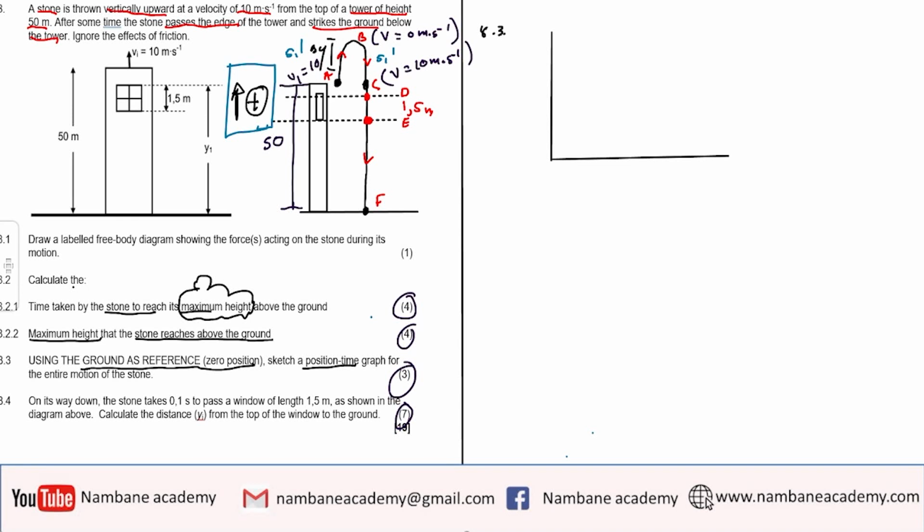Maybe let me ask: what does it mean when they say using the ground as a reference, as a zero position? Just in simple terms. What do they mean using the ground as a reference? So isn't it when you start drawing from the ground, or I'm not sure. Okay.